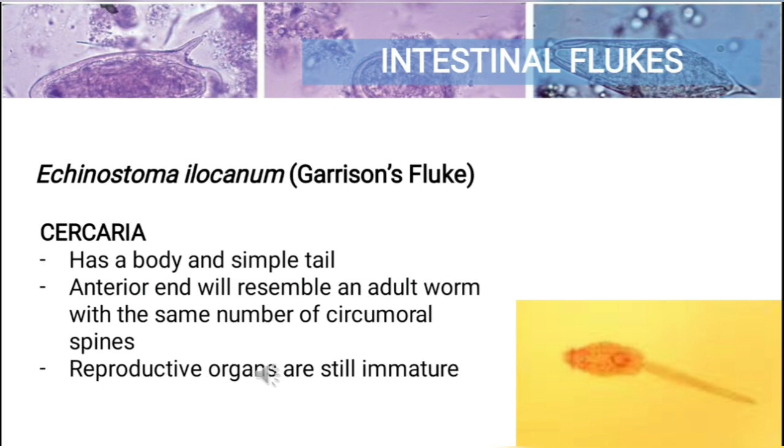Next is the cercaria or the cercariae of our Echinostoma ilocanum. It has a body and a simple tail. The anterior end will resemble an adult worm with the same number of circumoral spines, and the reproductive organs are still immature.